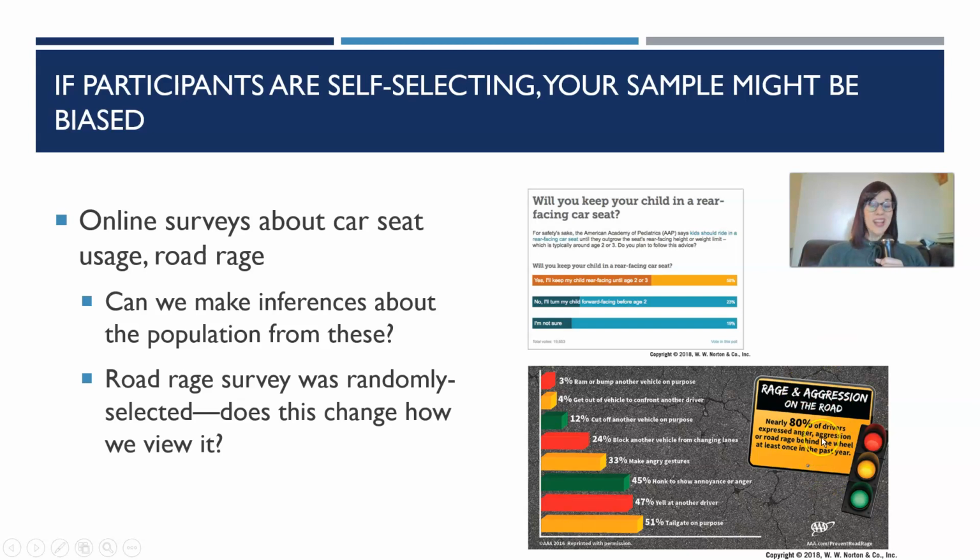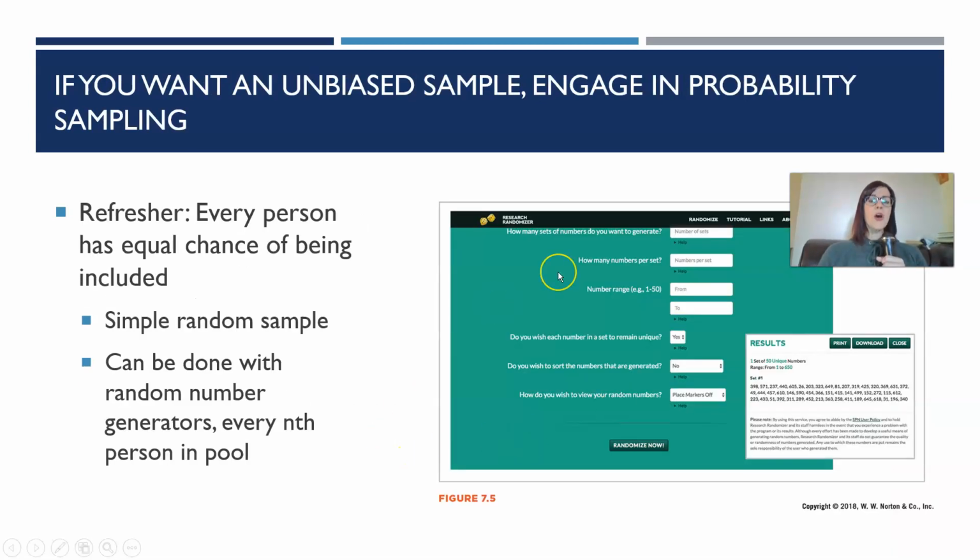So does this potentially change how we view it? Yeah. Odds are pretty good. People are pretty angry behind the wheel. Got to watch out for this 3 and 4% that actually really get aggressive. Keep an eye out for those types. So if you want an unbiased sample, engage in probability sampling.